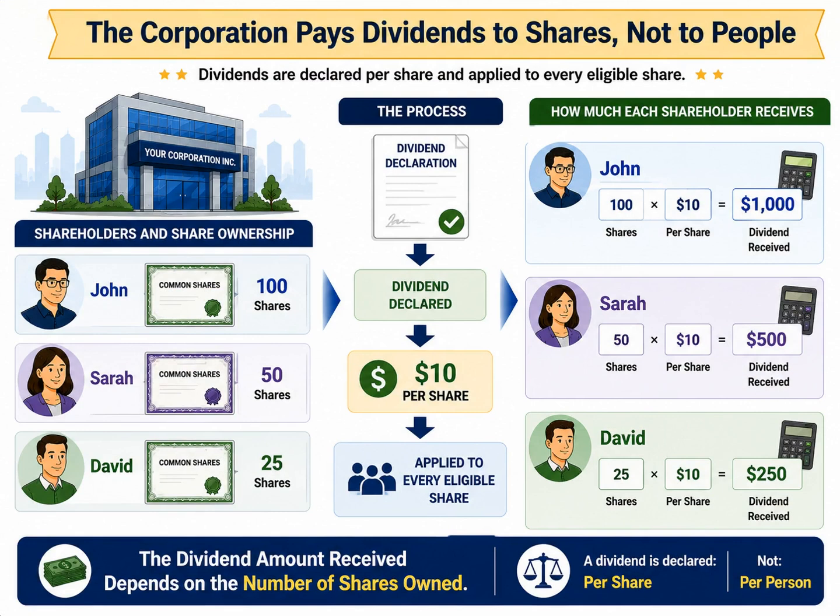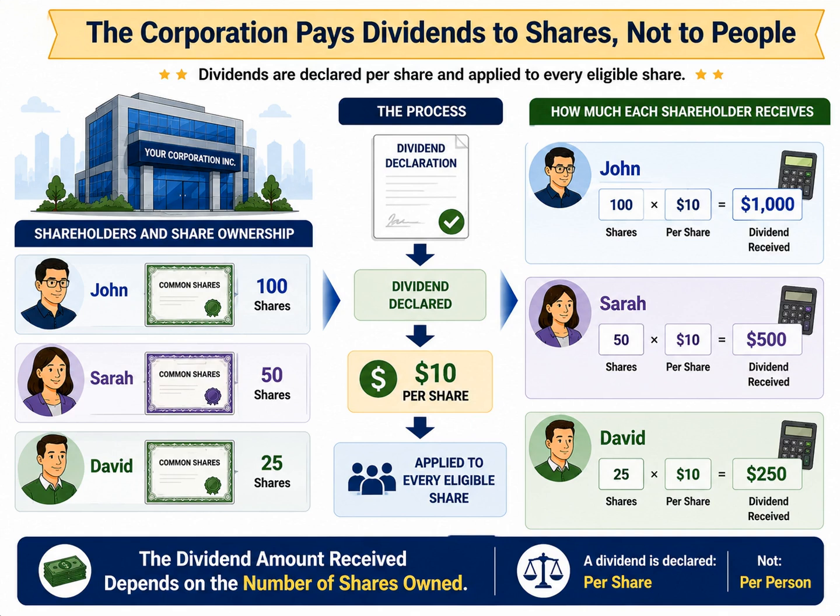One of the most important concepts in dividend administration is that dividends are declared per share, not per person. This may sound like a small distinction, but it has significant legal and accounting implications. When a corporation declares a dividend, it does not decide that a particular shareholder will receive a specific dollar amount. Instead, the corporation declares a dividend amount for each eligible share. Once that per share amount is established, every eligible share receives the same dividend.